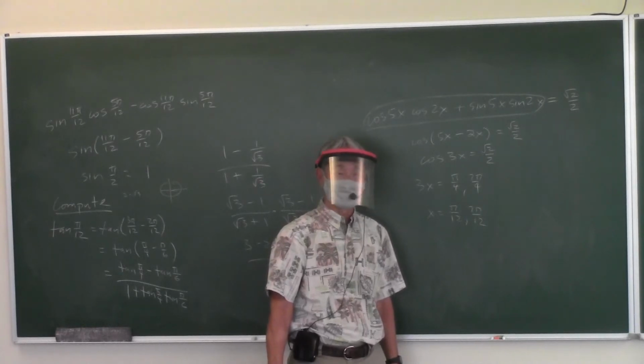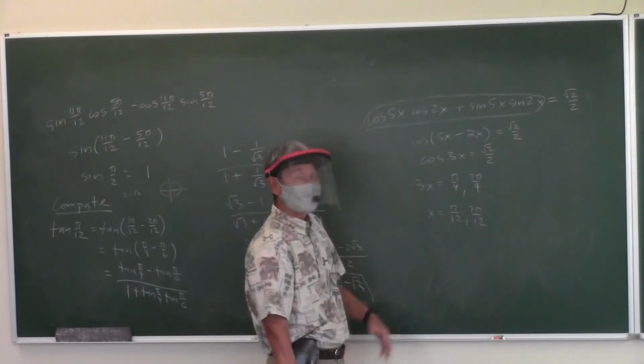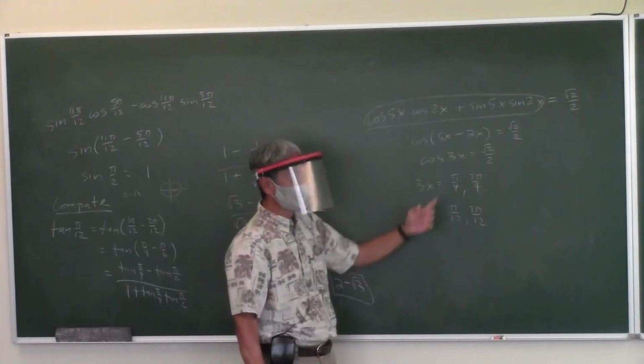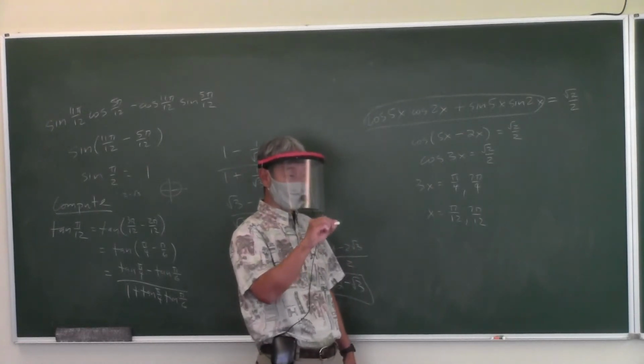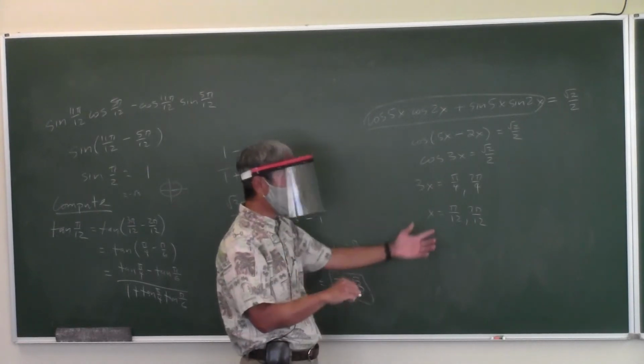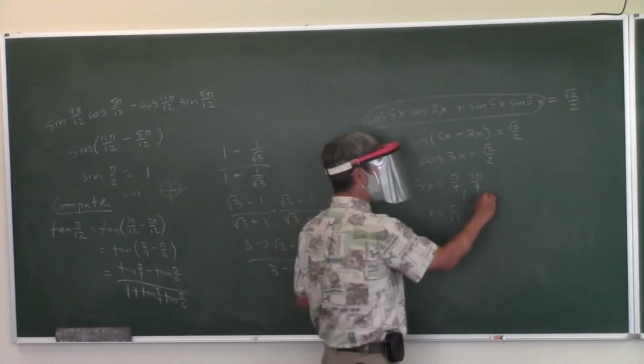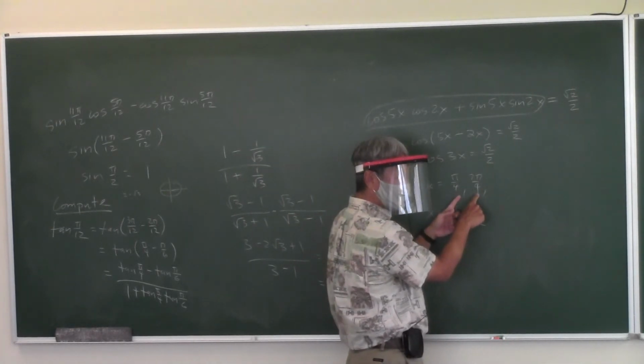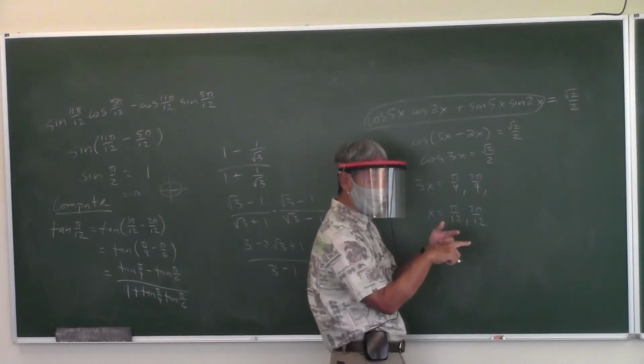Because you're missing 4 solutions. Do you guys forget already? What happens if the variable is 3x? What do you have to do? You've got to go 3 times around. You only went 1 time around. So what do you do? You add 2 pi to each of these. Remember, 1 time around is 2 pi.